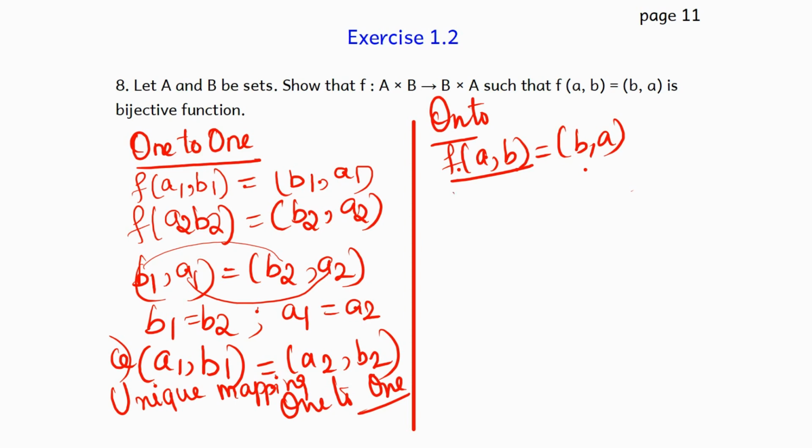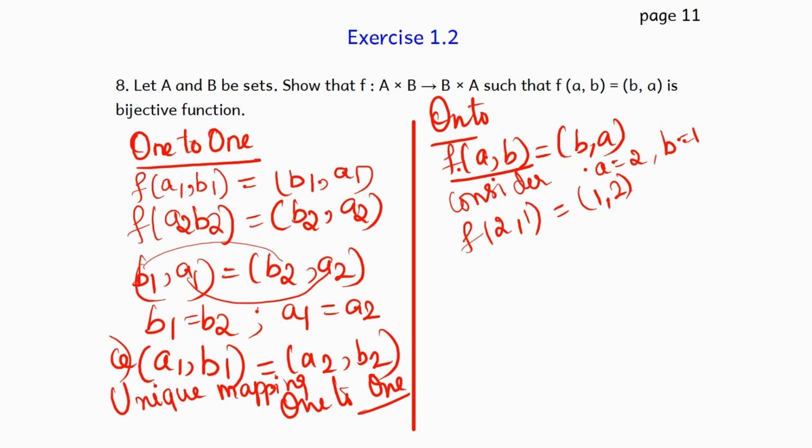To prove onto function, consider this example: a equal to 2 and b equal to 1. So f of (2, 1) will be equal to (1, 2). So every pair of B comma A will have a mapping in A comma B. So it is an onto function because the Cartesian product of A cross B will contain elements from A as the first element and B as the second element.